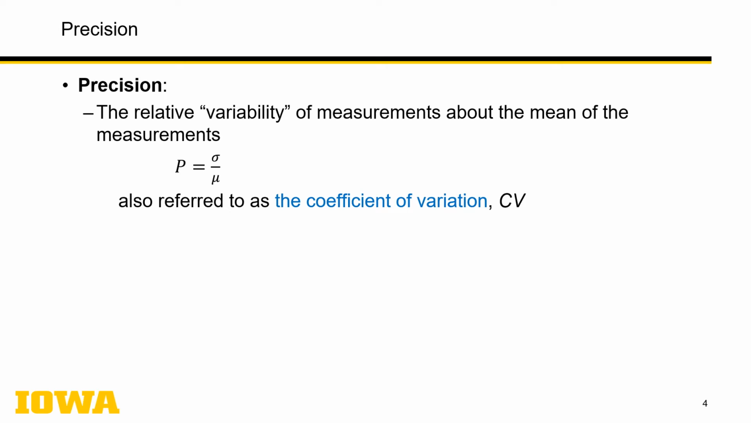Here is a definition of precision. There are several different types of definitions for precision, but this is the most commonly used, where it's the relative variability of measurements about the mean of the measurements. So to calculate it, simply take the standard deviation divided by the mean. You may also see that same calculation expressed as the coefficient of variation, or CV. And yes, they are identical in that regard.